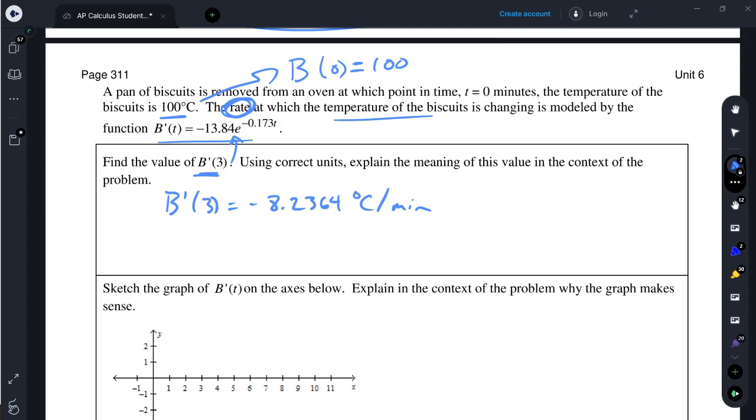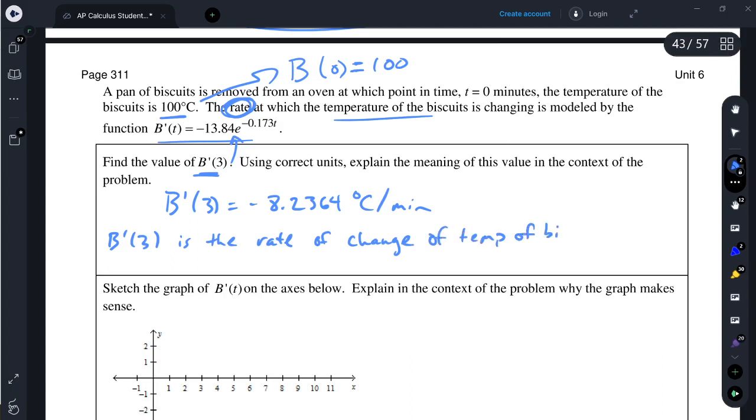So we just say b prime of 3 is the rate of change, right? Anytime I'm doing a derivative instead of amount, it's the rate of change. So integral is amount of change, derivative is rate of change. So it's the rate of change of the temperature of the biscuits, same kind of sentence starter structure, in degrees Celsius per minute. And then this time it's at time equals 3 minutes.